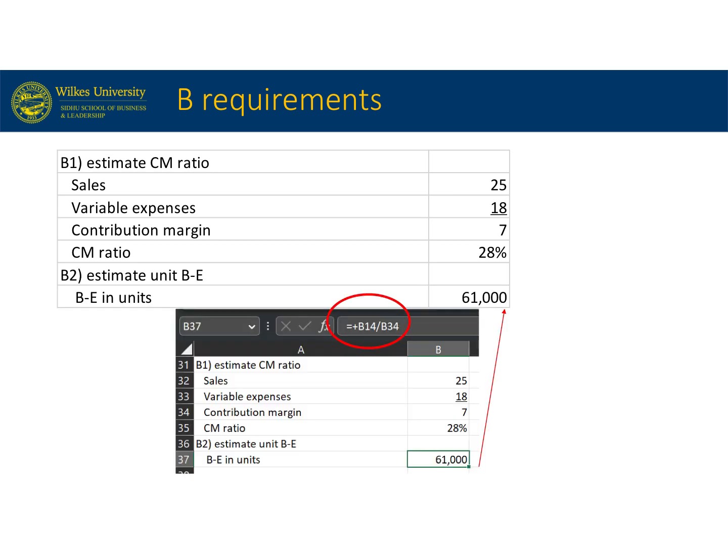Part 2 is calculate the new break-even number of units. That's simply the fixed cost from earlier, so reference the cell with the $427,000. For me, it was cell B14, and divide it by the new contribution margin of 7. You should get 61,000 units.